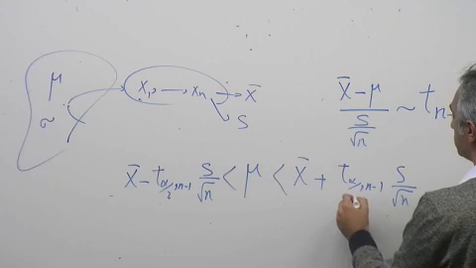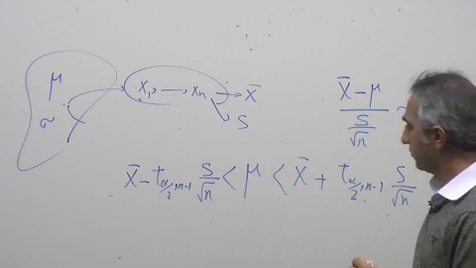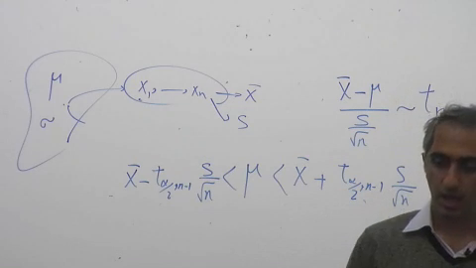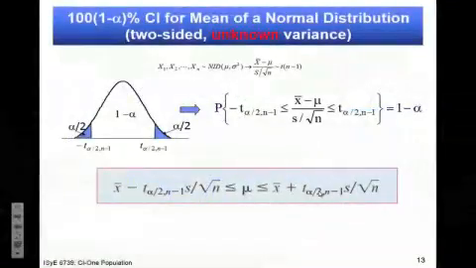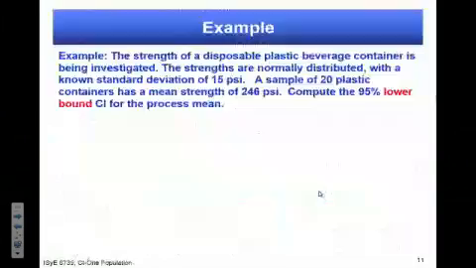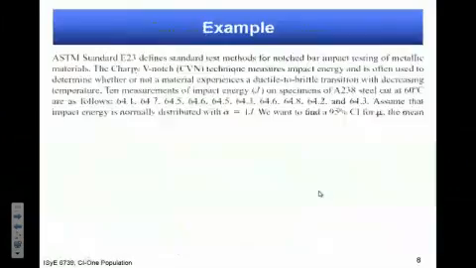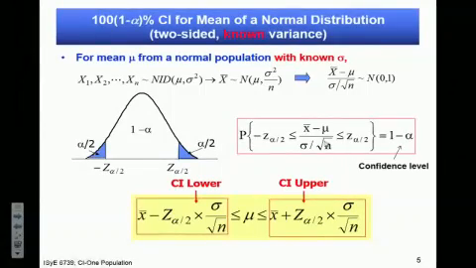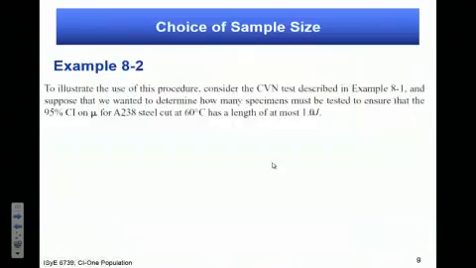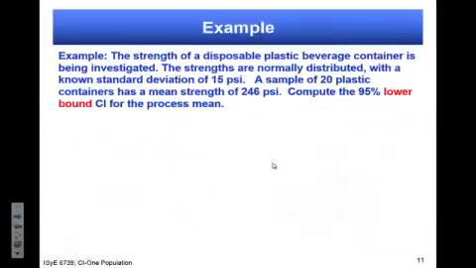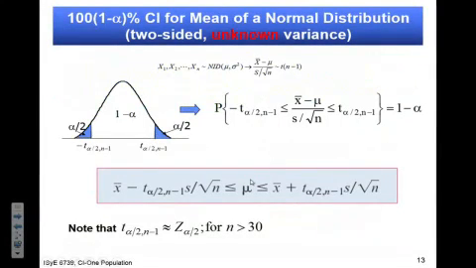Okay? That's it. If you want to show how it is derived, just follow similar steps as the Z distribution. And since we are using S instead of sigma, we are replacing Z with the T distribution. Then do the same calculation. Very same calculations.